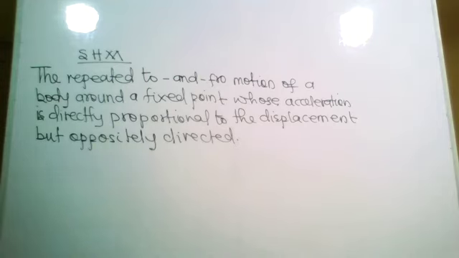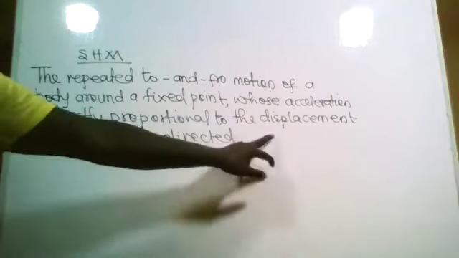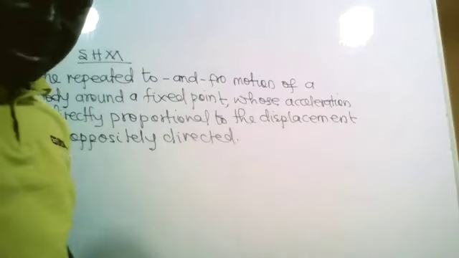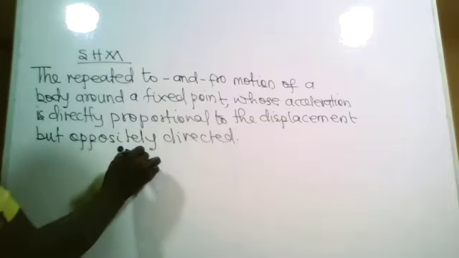So the repeated to and fro or up and down motion of a body around a fixed point whose acceleration is directly proportional to the displacement but oppositely directed. Here you want to say that the displacement and the acceleration are oppositely directed. So mathematically, this is the equation for simple harmonic motion.